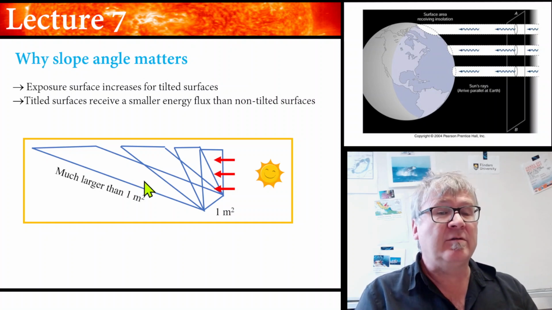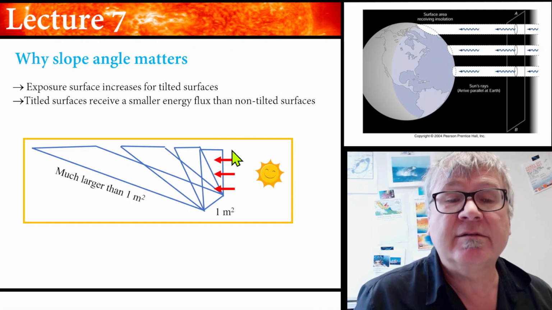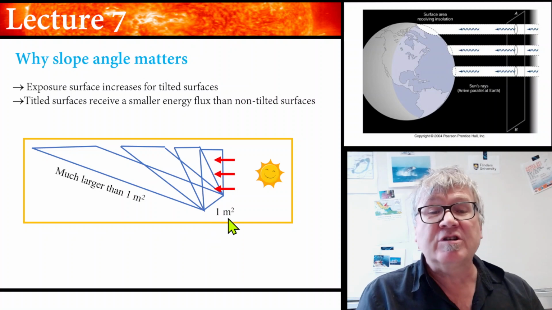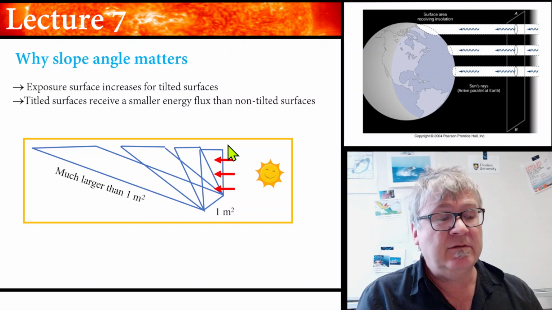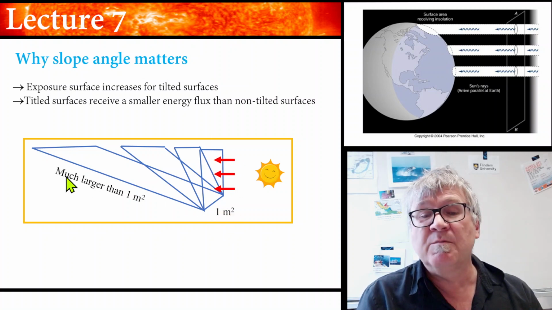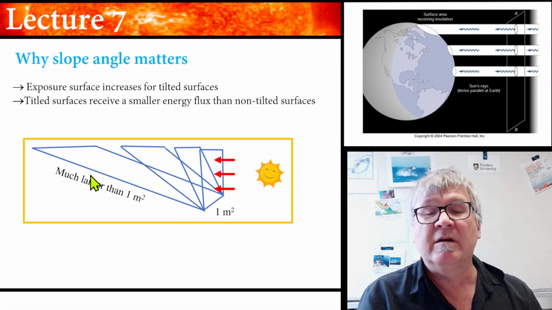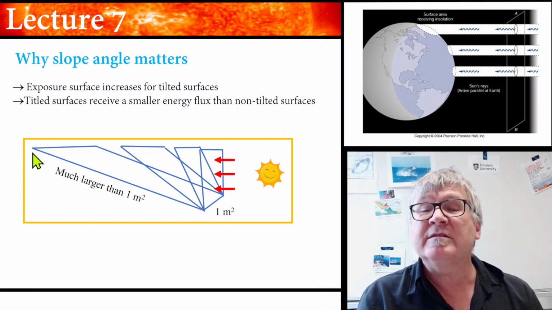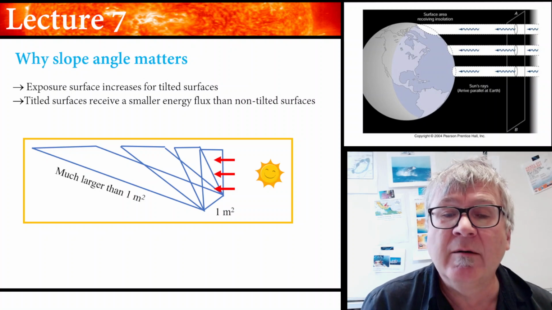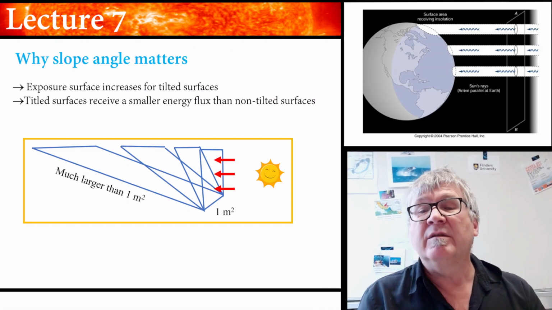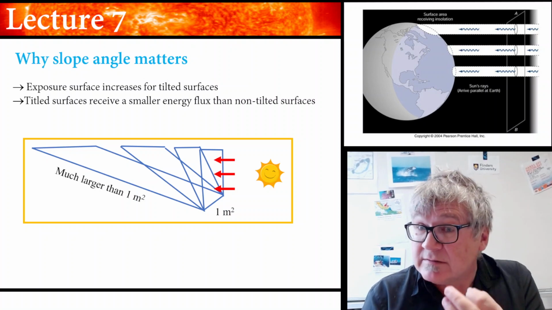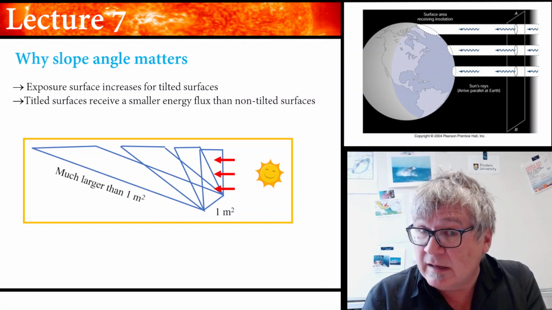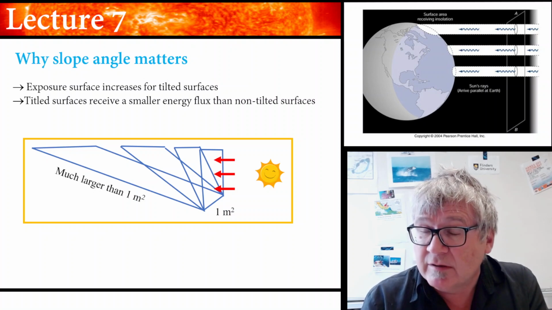And if you think about it, you can easily understand that the exposure surface increases for tilted surfaces. Look at that. You have 1 square meter here, and if you look at it, the tilted surface is much bigger than 1 square meter. So the tilted surfaces receive a smaller energy flux than non-tilted surfaces. That's another important piece of information.